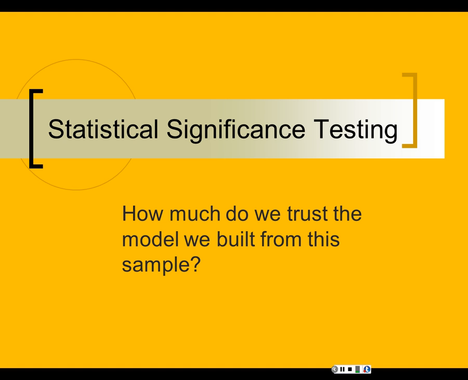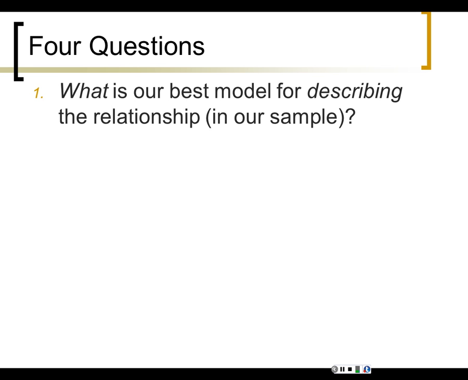So it's the same question we have before. We know what we have in our sample. How much do we trust that this is coming from the population? How much can this tell us about the population? So you could think of what we've been doing so far as these four questions. First, this descriptive stuff. What is the best model for describing the relationship between x and y, between our two variables, in our sample? Just looking at our sample, not thinking about anything beyond our sample. And that's where we come up with the correlation coefficient. That's where we come up with the regression equation.